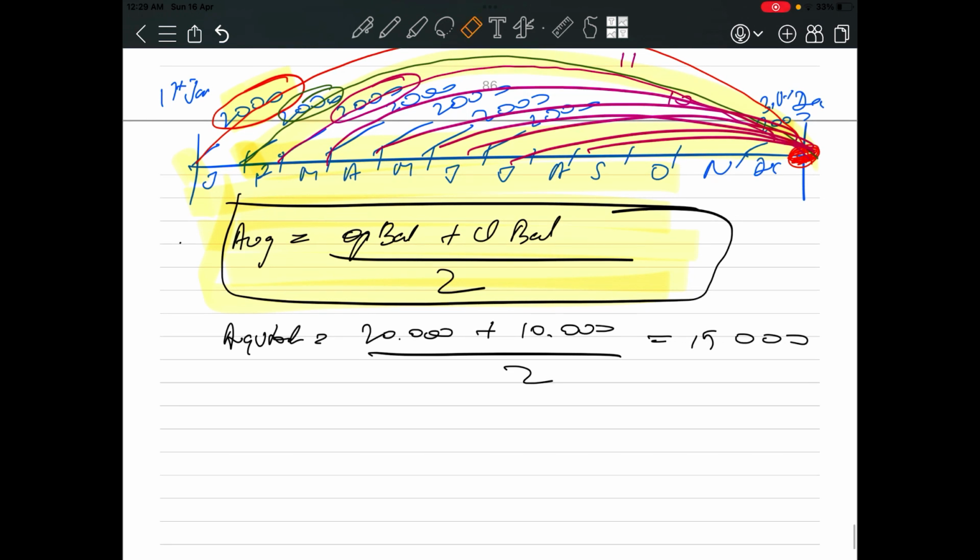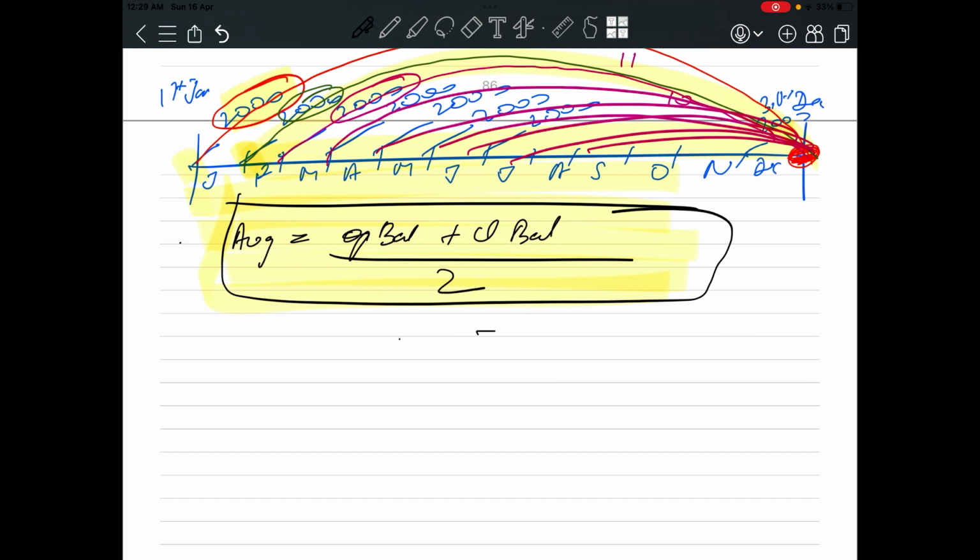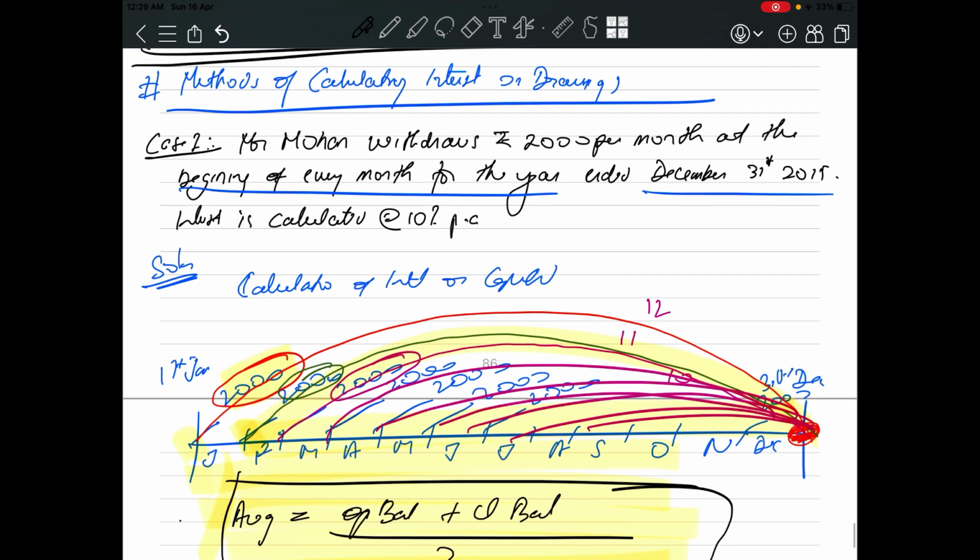Now we will have to analyze the question. Let's analyze the question. See, here Mr. Mohan is withdrawing 2000 per month. That means he is withdrawing 2000 every month, at the beginning of every month for the year ended. So in order to calculate the interest on drawings, what do we need? The amount of the drawings. Do we have the amount of the drawings? Yes. The next thing we need is the rate. Do we have the rate of drawings? Yes, 10%. We have the rate.